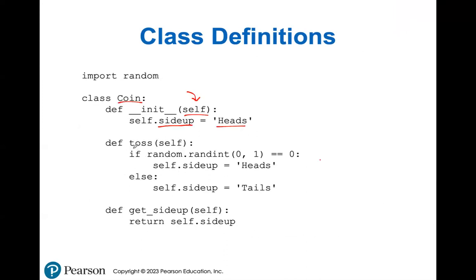Now the definition toss is going to be a method that's going to either assign heads or tails to your variable side up. So heads or tails. And then the definition get side up is our getter. Again, you're familiar with those setters and getters. This is just a getter that's going to return the variable side up back to whatever this method is called.